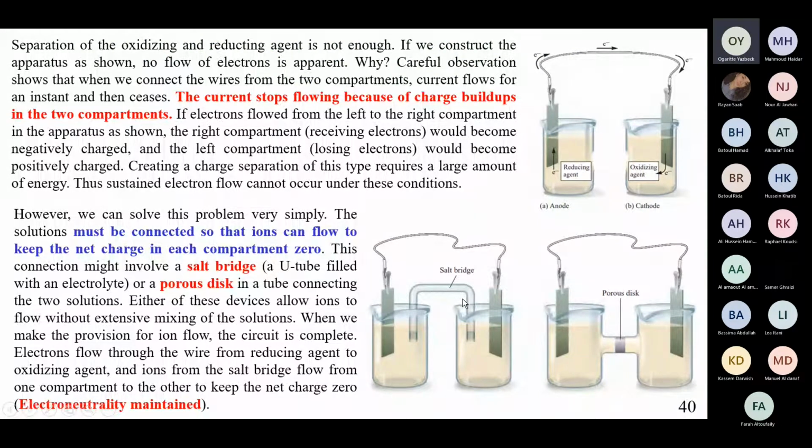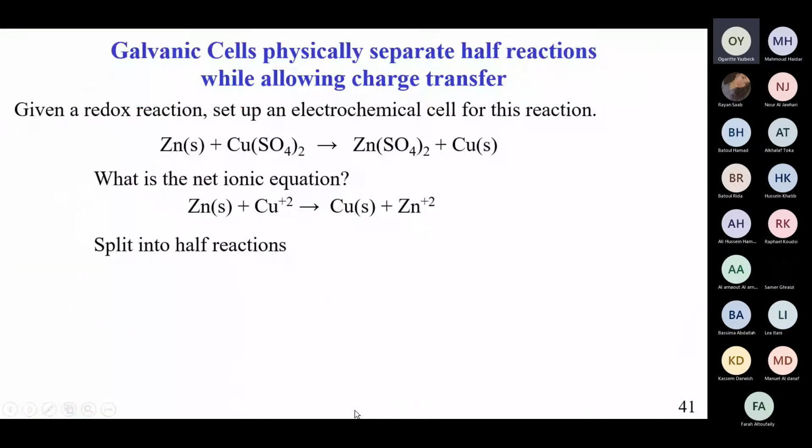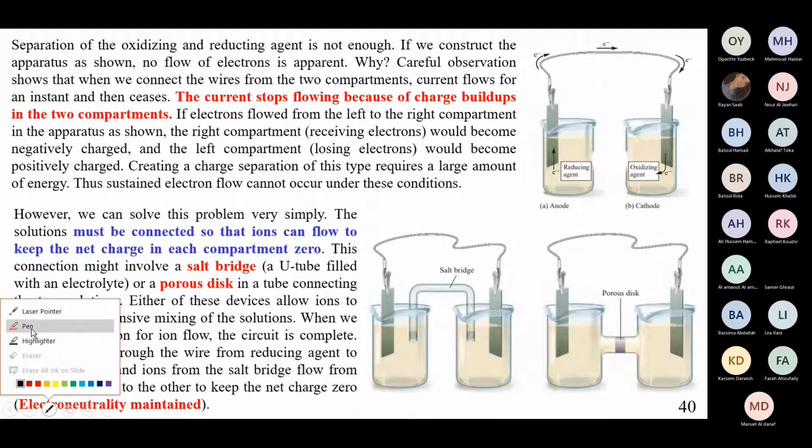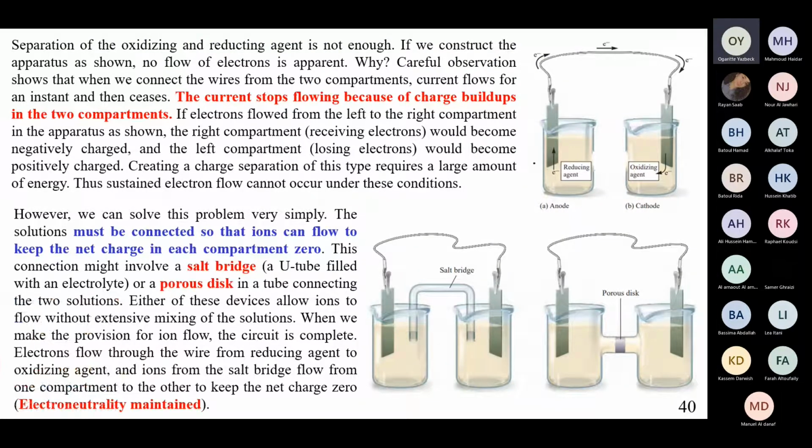It's a connection where there's a salt between the anode and the cathode. It's like a tube filled with electrolytes, and electrolytes are any salt like potassium chloride and things like this. So what happens in the presence of the salt bridge? Remember, electrons were flowing outwards, right?